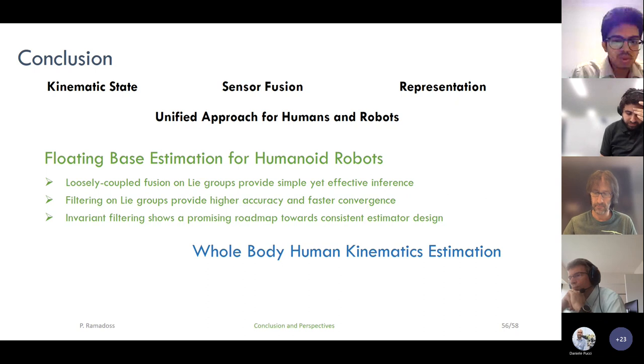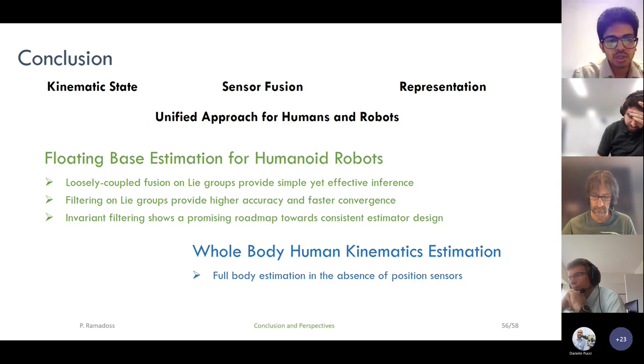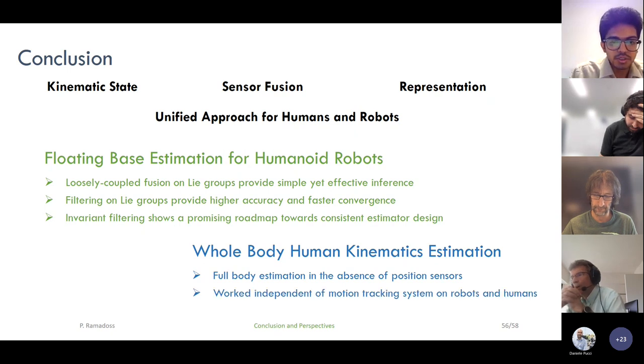For what concerns the whole-body human kinematics estimation, we showed a full-body kinematics estimation in the absence of position sensors. And in particular, this algorithm worked independently of the motion tracking system used and worked both on robots and humans.